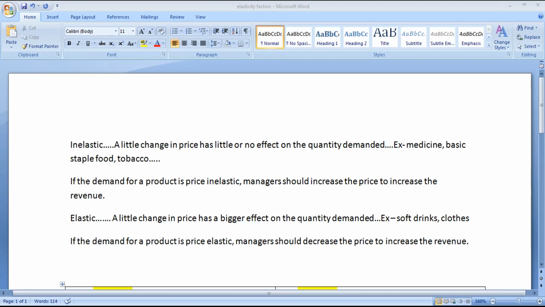Is it clear now, Adam? Yes, sir. Okay. So this is the perfectly elastic demand curve, and this is perfectly inelastic.